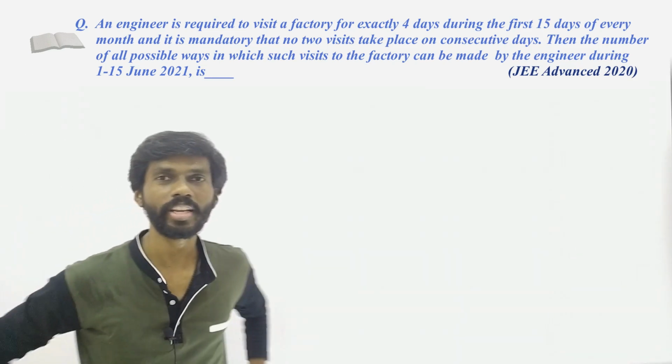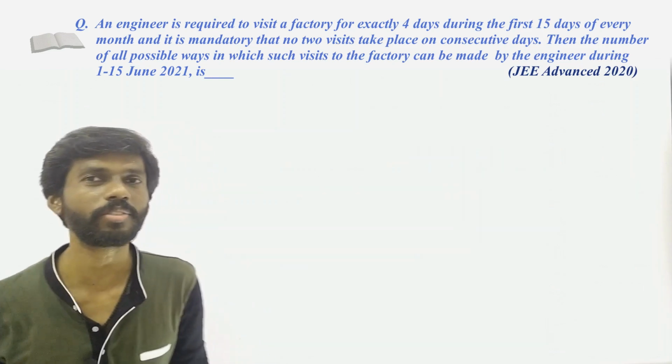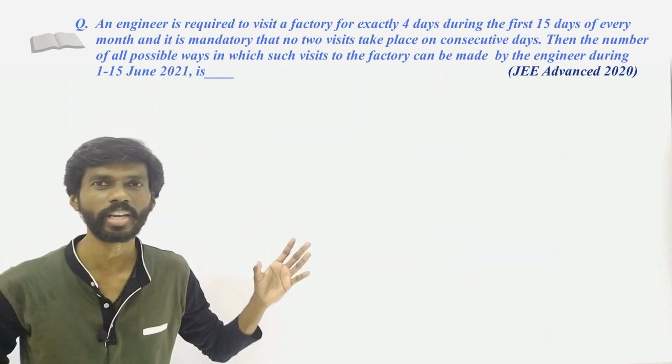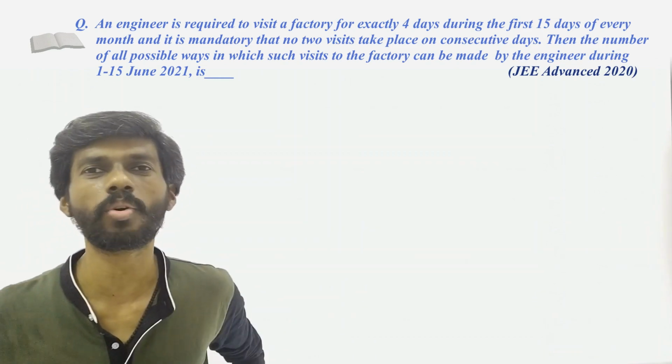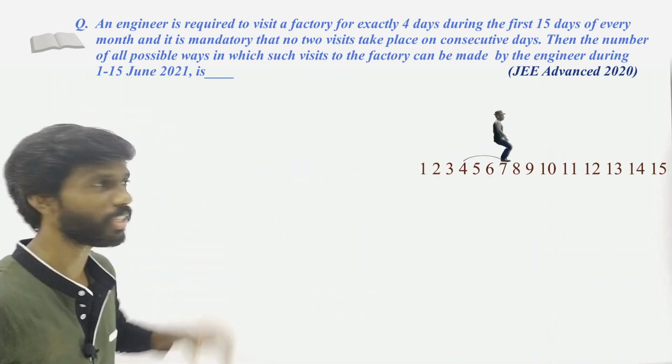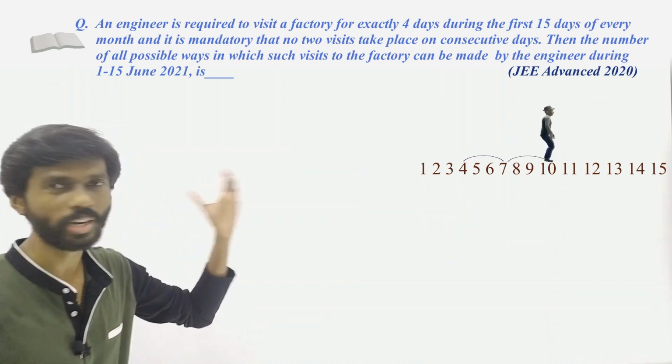So here, an engineer has to visit a factory on 4 days out of the first 15 days, but he can't visit on 2 consecutive days. He has to leave gaps between the days, right? This is a standard question usually done as part of the course. Now you see, this is an example. Our Chintu is the engineer here. He has to visit on any 4 days out of the 15 days.